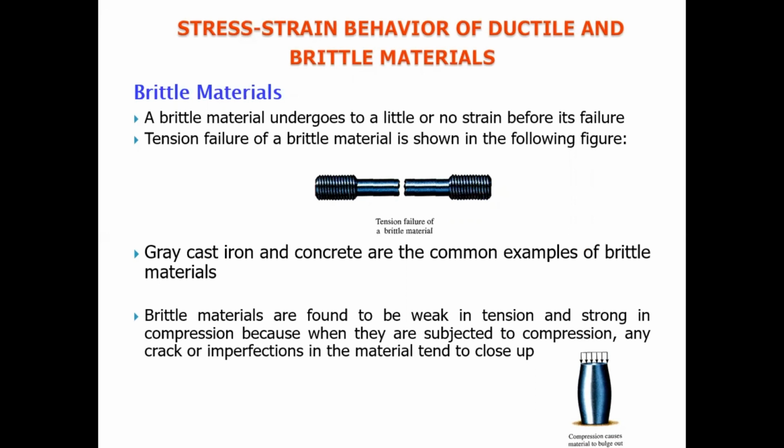Brittle materials are found to be weak in tension and strong in compression because when they are subjected to compression, any crack or imperfection in the material tends to close.